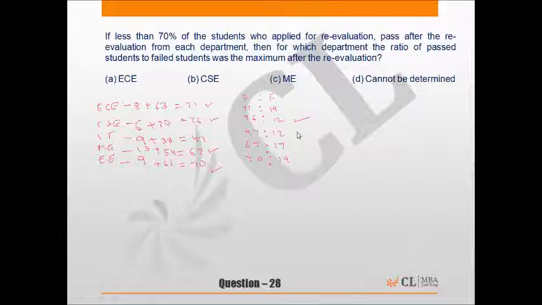But now assume a scenario. What I did in this calculation is that I assumed that the maximum possible number of students less than 70% from each department passed.